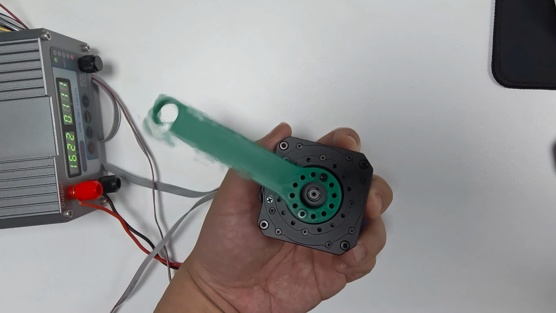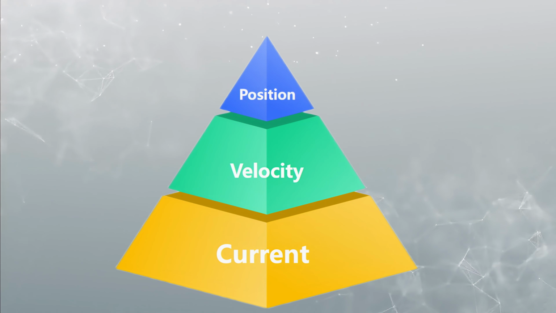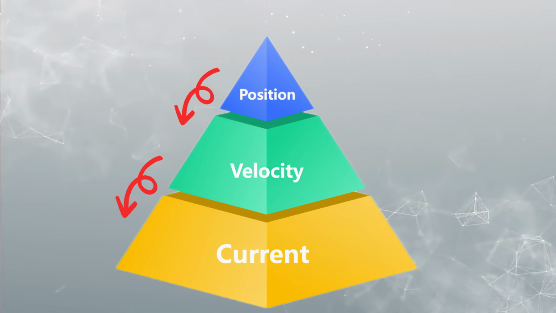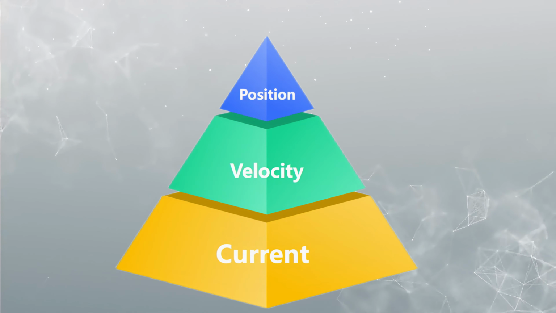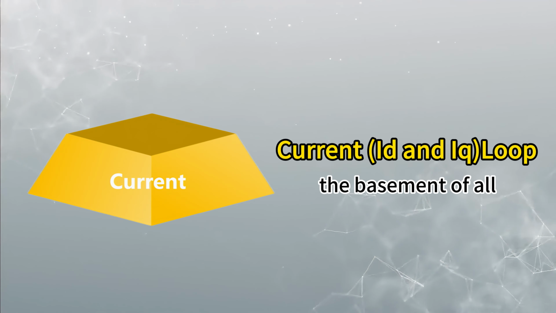To fix this, we need to understand Bear's internal control hierarchy. It is a pyramid structure where higher level modes rely on the stability of the lower level loops. Today, we're going to walk through how to configure and tune all 4 operating modes step by step. Let's start with an absolute rule.